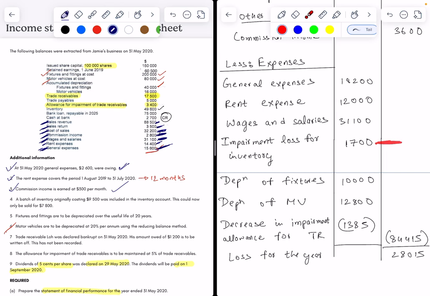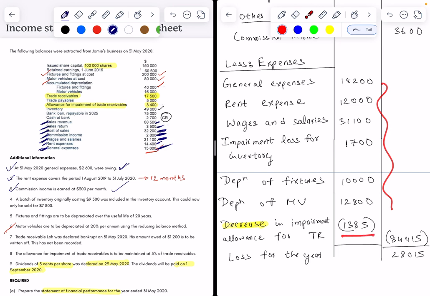Next, we had got depreciation of fixtures based on point number 5, which was $10,000. Followed by depreciation of motor vehicles based on point number 6, which is $12,800, derived using the reducing balance method. Now remember the decrease in impairment allowance for trade receivables that also will eventually come back to. Because it's a decrease, it's a good thing, because now there's less possibility of our money to be not recovered, okay? And that is why this good thing is going to reduce the total expenses we have got before that. So that is why we are showing $1,385 as a negative.